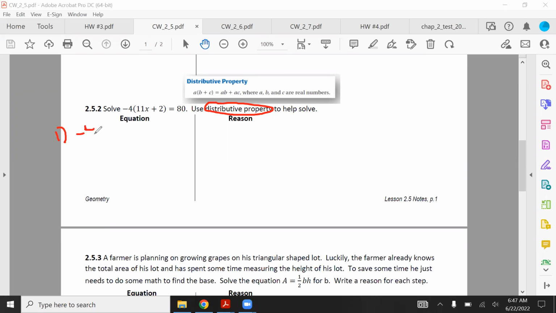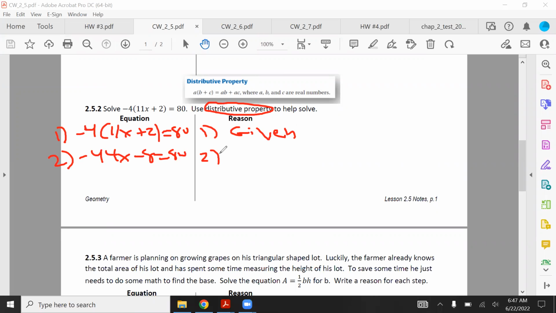we'll state what we're given. And that's something you're always going to do with proofs. Always state what you're given. In the second step, we're going to distribute. Now we just call it the distributive property, meaning that you're multiplying -4 to both 11x and 2, which you're allowed to do. In the third step, I'll add 8 to both sides.